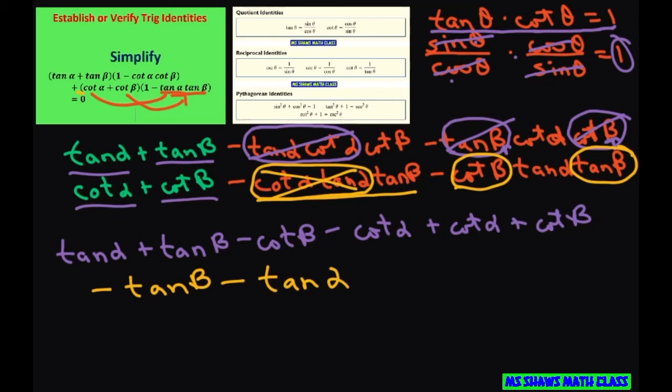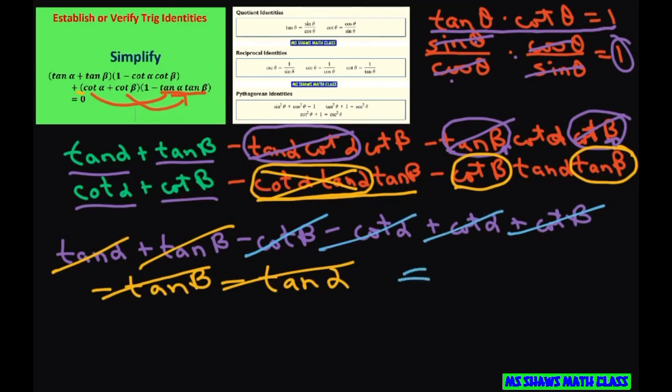So let's see what we can cross out. We have tan of alpha minus tan of alpha, that's 0. Tan of beta times minus tan of beta. These two cancel, and these two cancel. Everything cancels out, and that's why we get 0. We're using the 0 property.